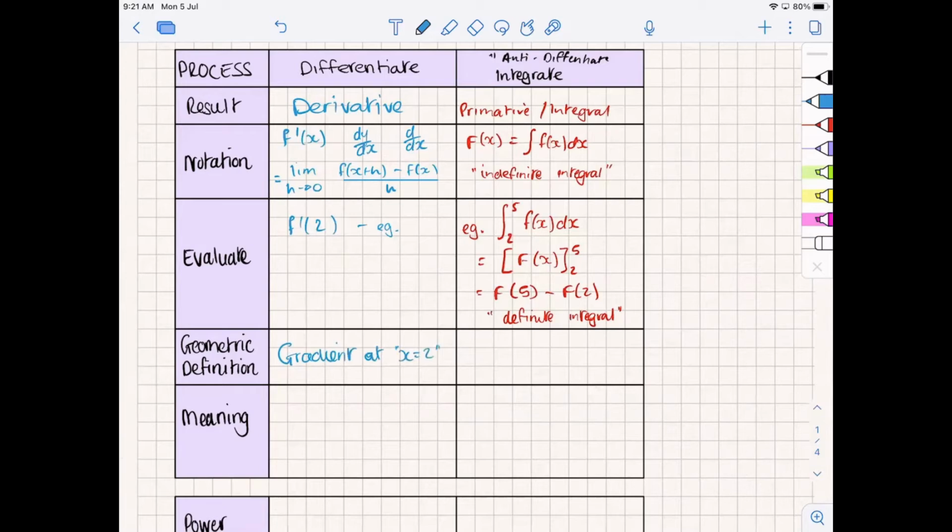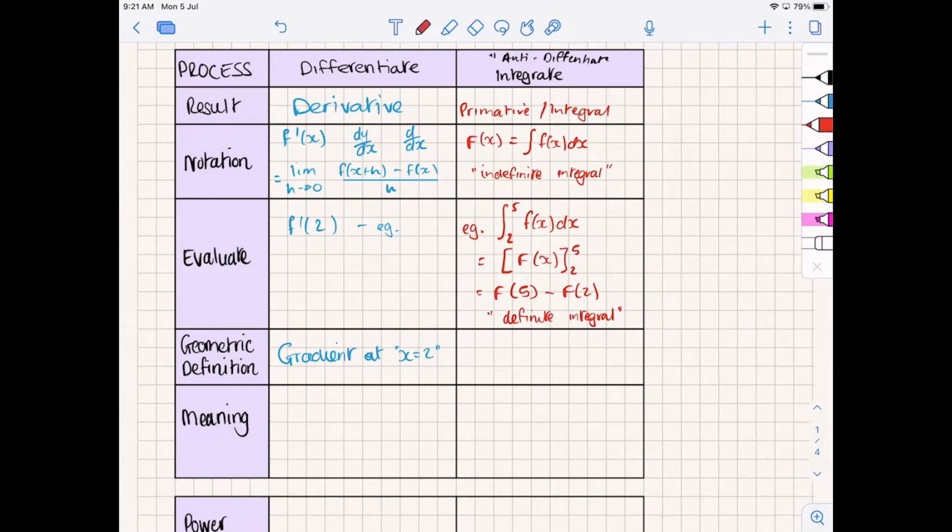It could give you anything. If you plugged in whatever x value, say x equal to 1.7351114, it'll give you the gradient at that exact spot. So that's what differentiation is all about: finding the gradient at a specific point on the curve.